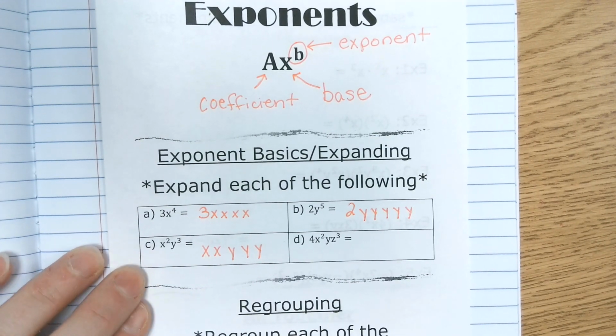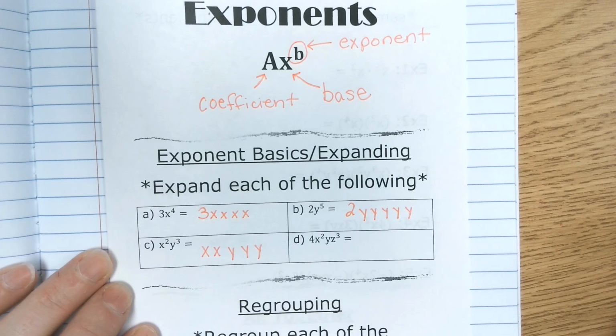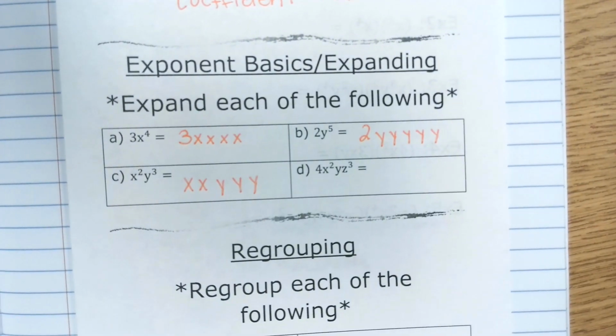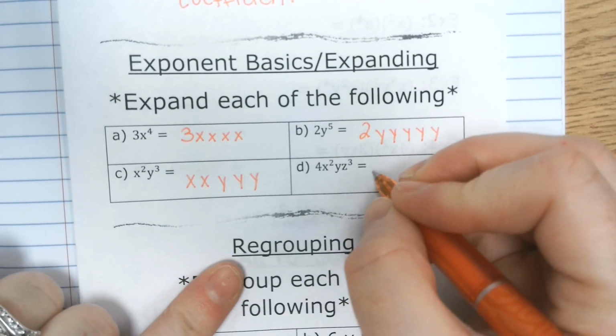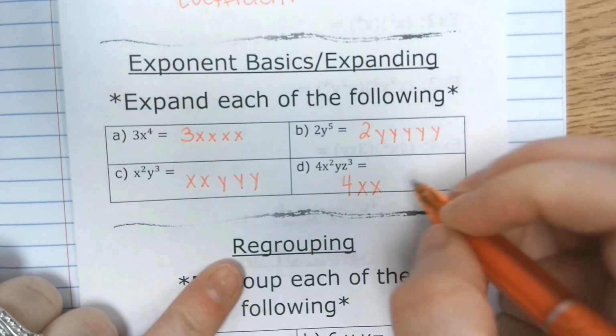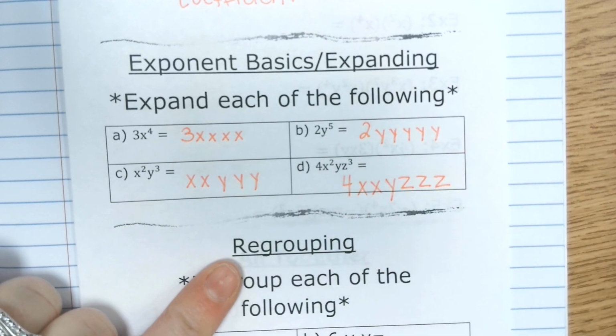You can look at my B and C, see if you got the same thing. So this is called expanding it, just writing the variable or whatever number is being raised to a power that many times. Okay, then the next one, we have x squared, so we have 2 x's. We have just a y, then we have z 3 times.